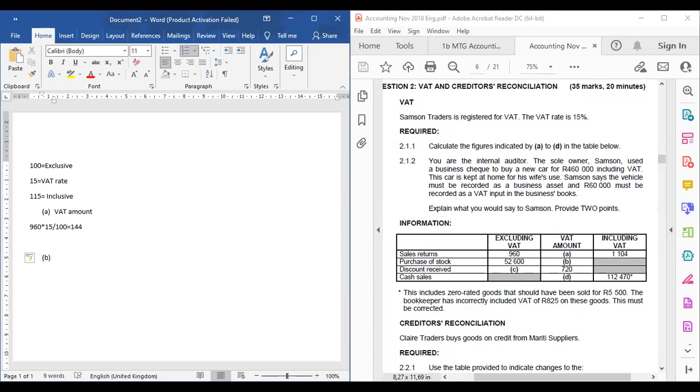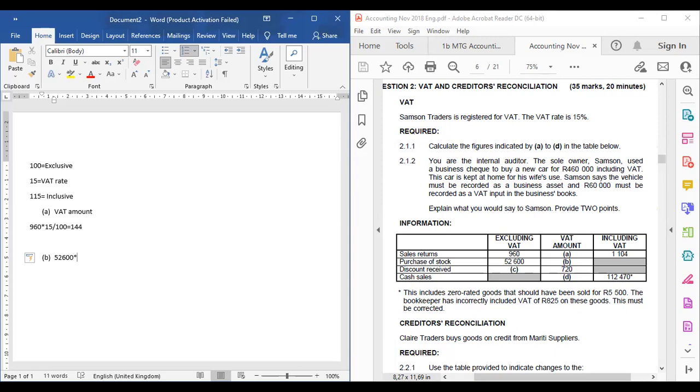B, we are given the purchase of stock. We purchase stock with the amount excluding VAT of 52,600. The VAT amount is not given, and the including amount is also not given. So from B, we're given the excluding amount, which is 52,600.